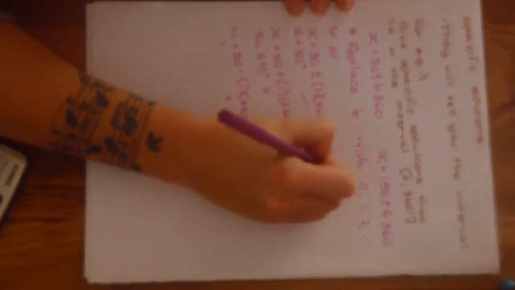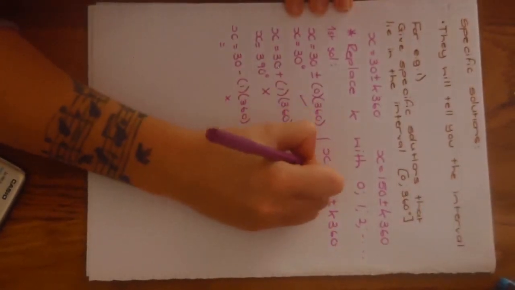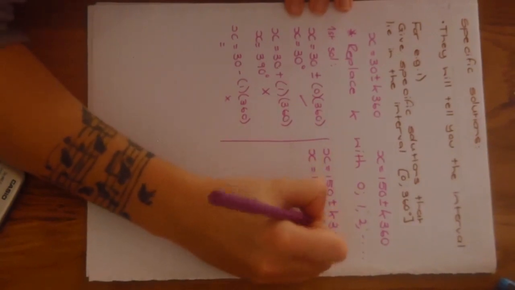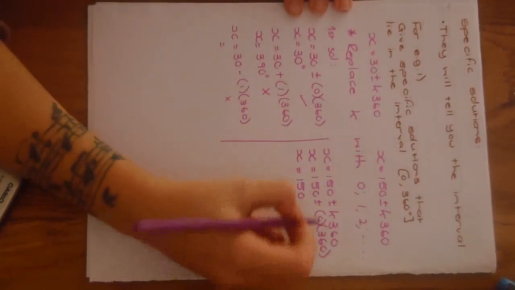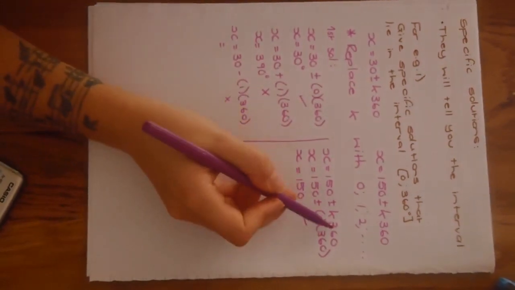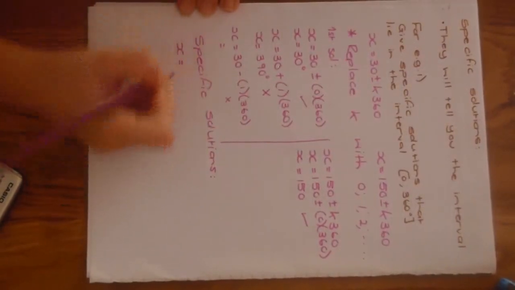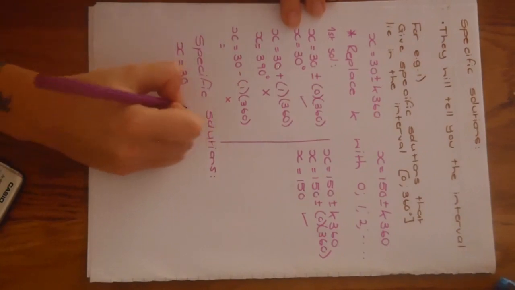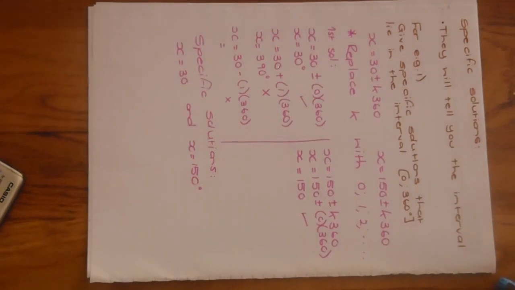Let's try and do this one. So x equals 150 plus minus k360. Let's replace it with the 0. 150 plus minus 0 times 360, which is just 150. Does 150 fall in there? Yes, it does. If I take 150 and I add 360, clearly it's going to be bigger than 360. If I say 150 minus 360, it's going to be negative. So my only specific solutions here are x equals 30 and x equals 150.